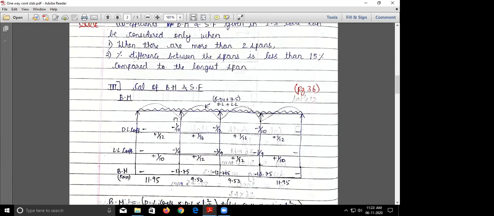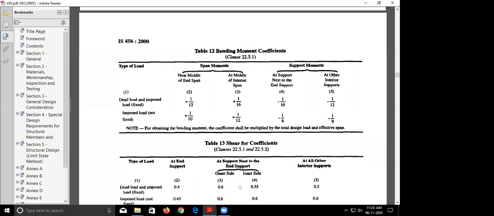You know that for a continuous beam and slab, the bending moment will be hogging at the supports and sagging at the mid span. First we will find the dead load coefficient or live load coefficient. Let us first understand this table. This table will give me the bending moment coefficient. They have given the bending moment coefficients separately: there is one coefficient for dead load and a different coefficient for live load. That is the reason I separated the dead load and live load at the beginning.